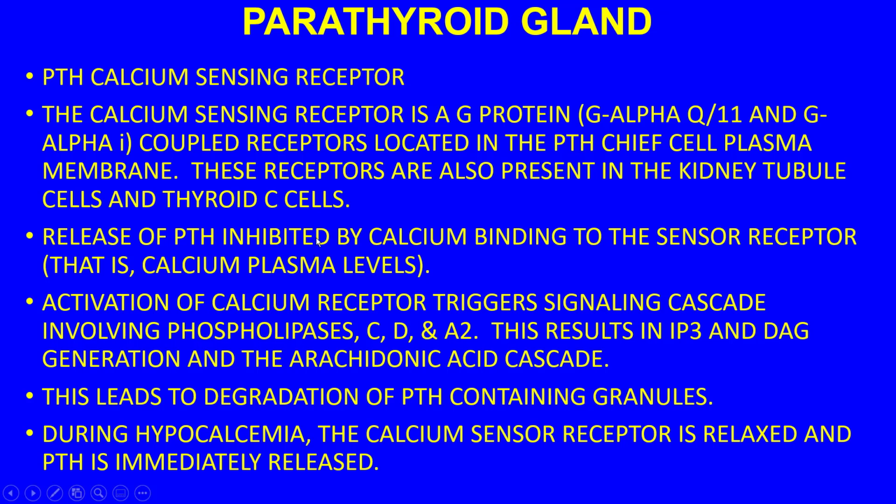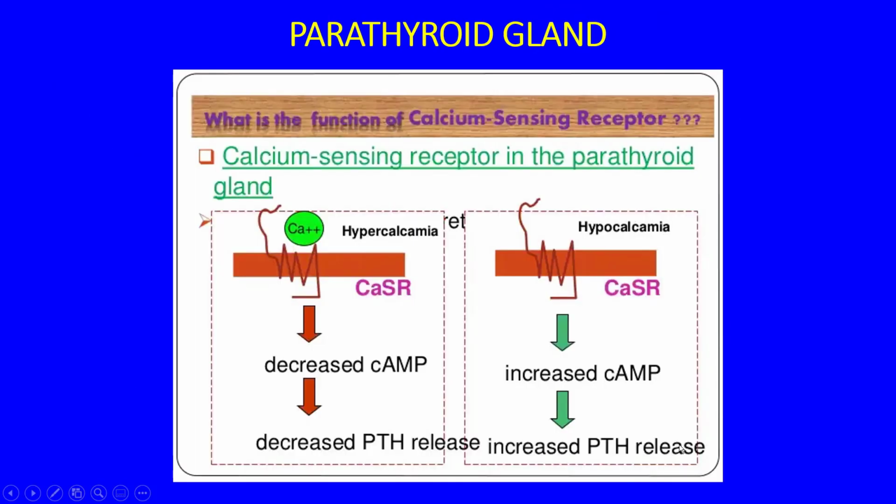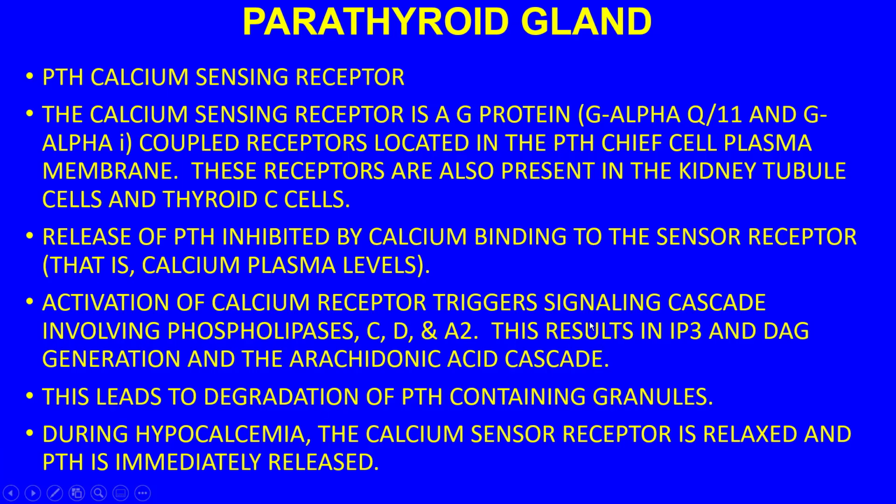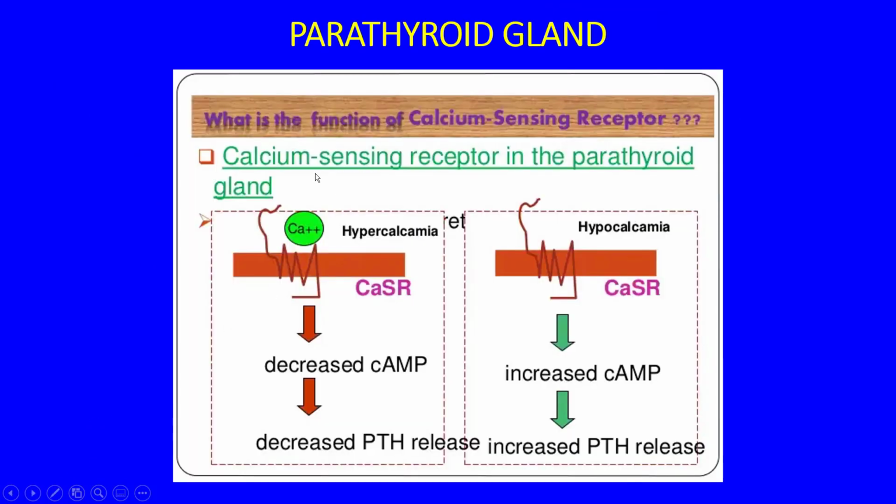Now, it's interesting to note that during hypocalcemia, the calcium sensor receptor is relaxed, and the PTH is immediately being released. You can see that here in this diagram. Here, calcium is attached to this sensor, and what's going to happen is a decrease in cyclic AMP and a decrease in PTH release. But if you have something like hypocalcemia, where there are no calcium ions attaching, you're going to have an increase in cyclic AMP and thereby an increase in PTH release. By the way, you will have really extensive inhibition on many of the cells if you have hypercalcemia.